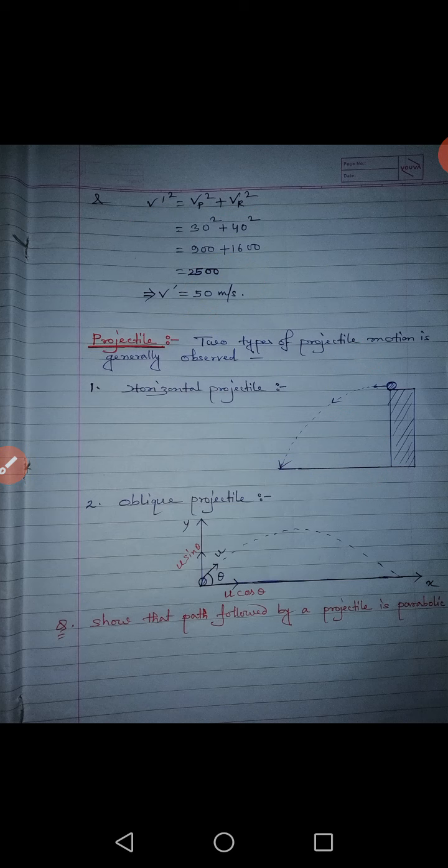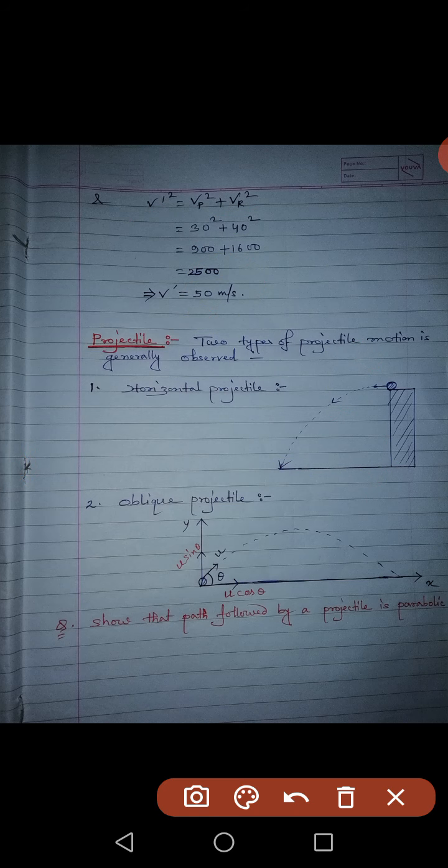Then the next topic that we are going to discuss is projectile. I will not discuss much about it in this video. I will make another video for this, but I will just tell you a few things about it. Generally projectile motion is of two types. Projectile means motion in two dimensions, or motion in a plane. One is horizontal projectile, one is called oblique projectile.